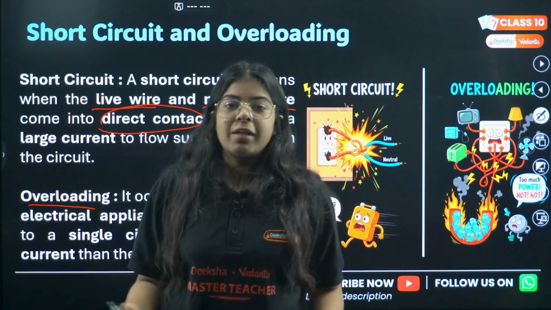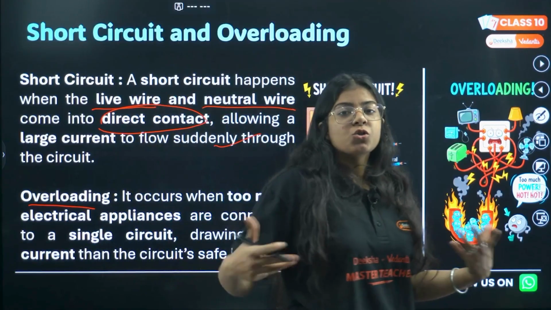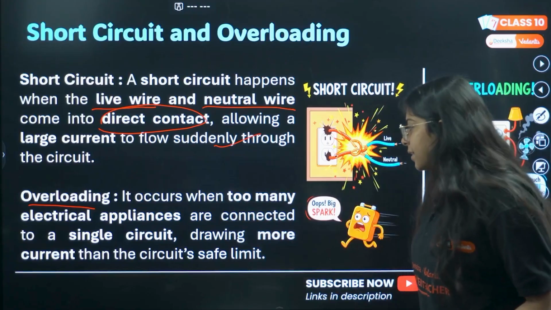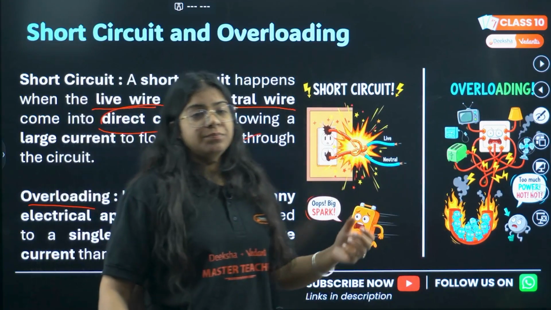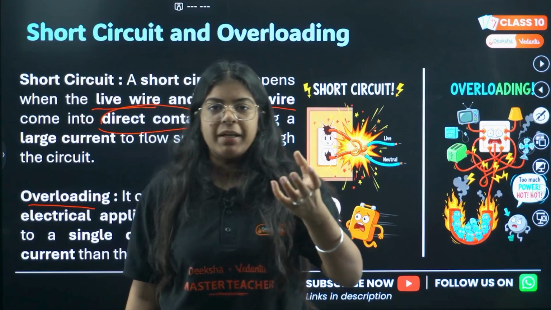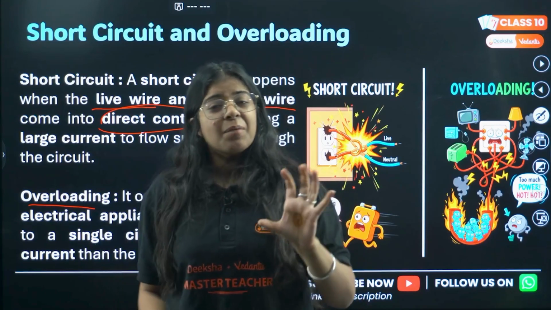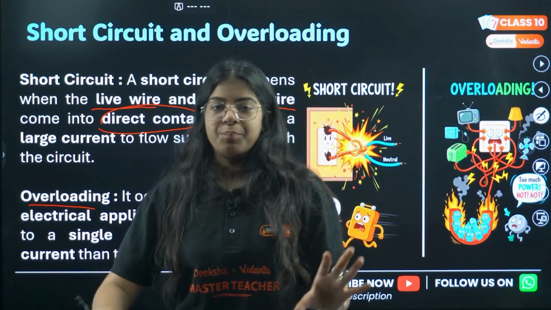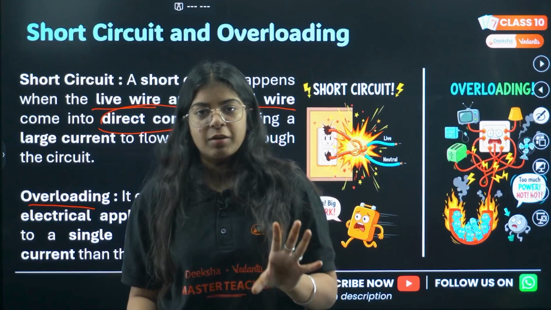So what will happen? That appliance will not be able to handle that much current, right? So it will not be good. It occurs when too many electrical appliances are connected. Also, you have seen that multi-plug pin, right? If my current is just coming 5 ampere and I'm putting a lot in that plug, even my fridge, my computer, my charger, all are connected in just that one plug.